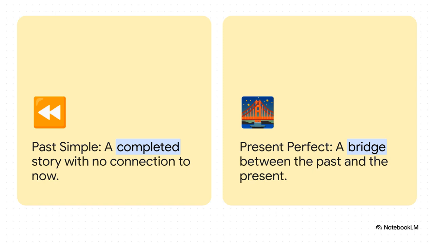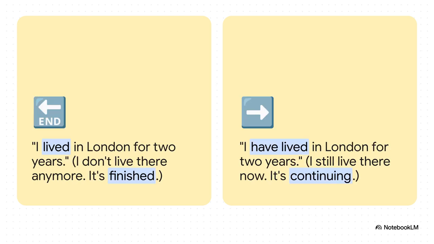So, here it is, the big difference. The past simple, that's for a finished story. It happened, it's done, end of chapter. But the present perfect, that's different. Think of it like a bridge. It's the tense that connects something that happened in the past directly to the present moment. And check this out. This example shows perfectly how one tiny change in words completely flips the meaning.